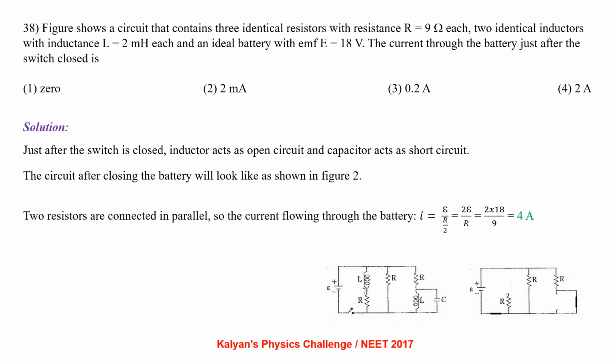So the diagram can be redrawn as shown in the figure. You can see the first resistor is open circuited while the second and third resistors are connected in parallel. So the effective resistance will be R by 2. So the current flowing through the battery is E by (R by 2), that is 2E by R. So that comes out to be 4 ampere.